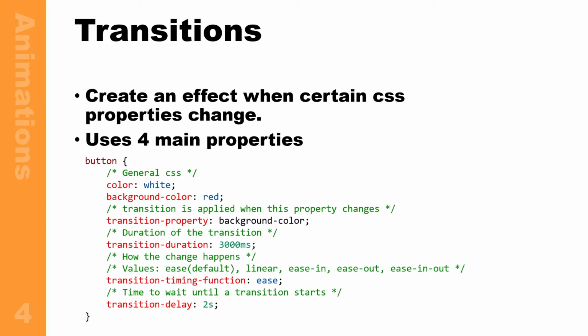So ease, linear, ease in, ease out, ease in-out. That's the speed at which you are changing from one place to another. So ease makes it go fast, slow, fast, if I'm not mistaken. And linear, the speed at which it changes is constant. So if it's 3 seconds, after 1 second, it will have changed 33%. While with ease in, ease out, it will go fast or slow.